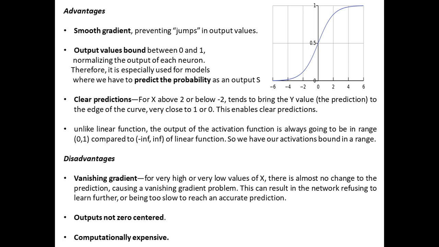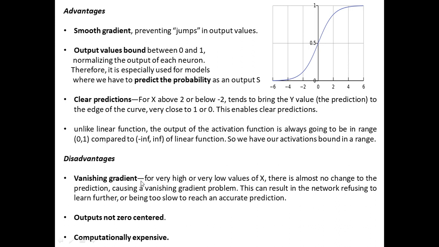The third advantage is clear predictions, that is, for the values of x above 2 or below minus 2, it tends to bring the y values to the edge of this curve, which is very close to 1 or 0, so this enables clear predictions. Unlike the linear function, which has minus infinity to plus infinity values, this function has values only between 0 and 1. So these are all the advantages of the sigmoid function, but the sigmoid function also suffers from some drawbacks.